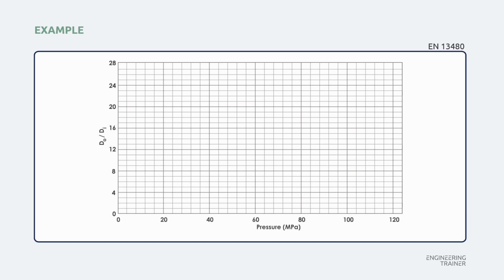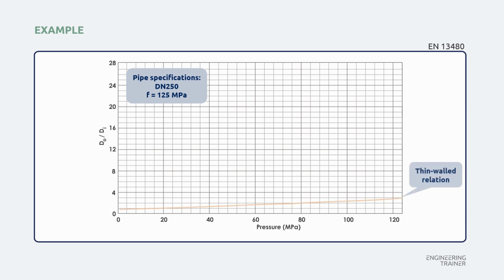We are looking at this relation because in the EN13480 design code, the validity of the thin-walled assumption is based on the value of the outer diameter over the inner diameter. The higher the ratio is between the outer and inner diameter, the thicker the pipe is required to be. Let's first start plotting the pressure-dependent required wall thickness in this graph. We will plot two different relations for a DN250 pipe with a design stress of 125 megapascals. This first being for the thin-walled relation, and the second being Lemay's equation, which is the thick-walled relation.